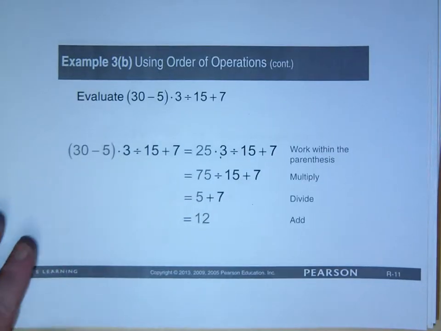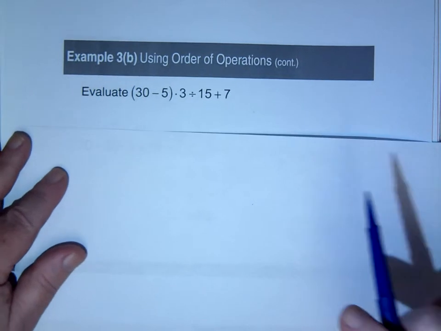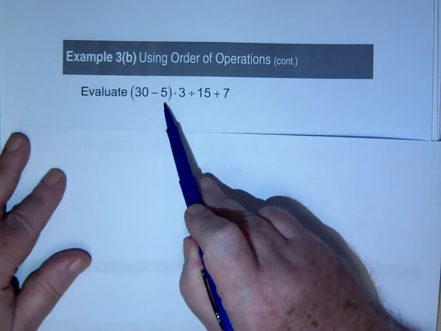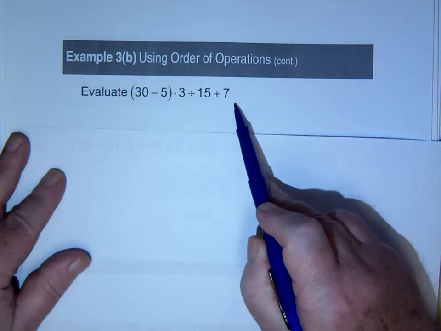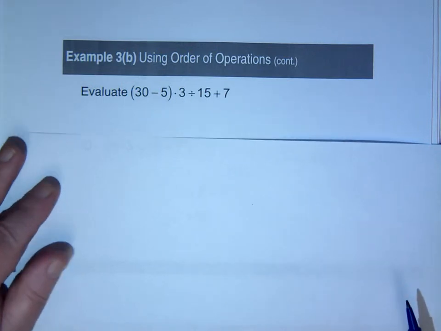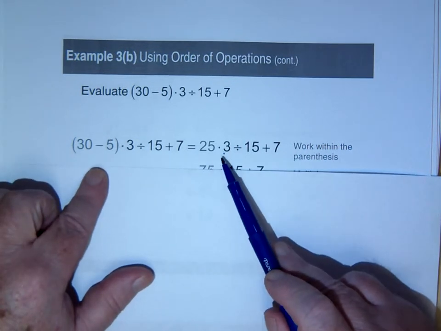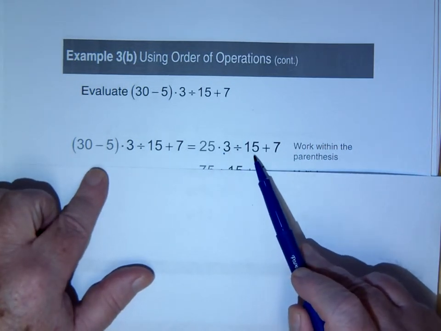Here's another example. The first thing we're going to do here is the parentheses. Then we're going to multiply and divide from left to right as we run across them. Then we're going to add the 7. So we will say that 30 minus 5 is 25 times 3 divided by 15 plus 7.